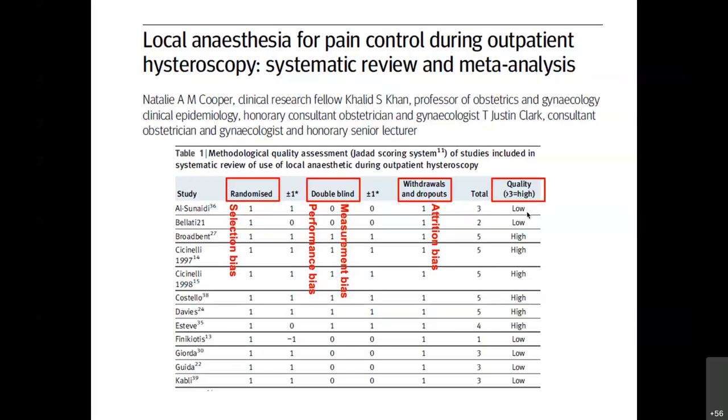And there are other methods of quality assessment available. When you plan your systematic review, you can decide which type of quality assessment method you will apply in your systematic review.